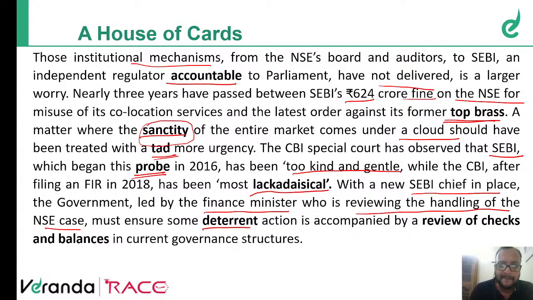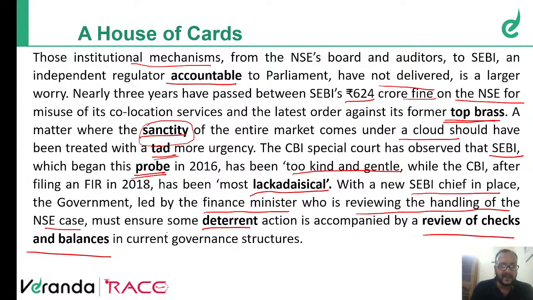The deterrent action must be accompanied by a review of checks and balances. So what are checks and balances? Any organization has a system of checks and balances where nobody is allowed to do something irrational, illogical or immoral. So every organization must have a system of checks and balances so that even the top bosses cannot do something immoral. Okay, great, Satish Kumar. Very good.